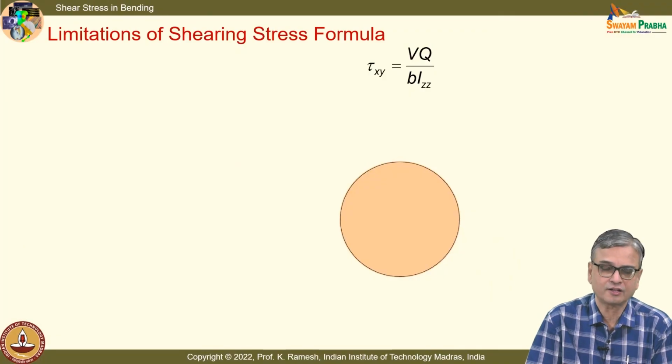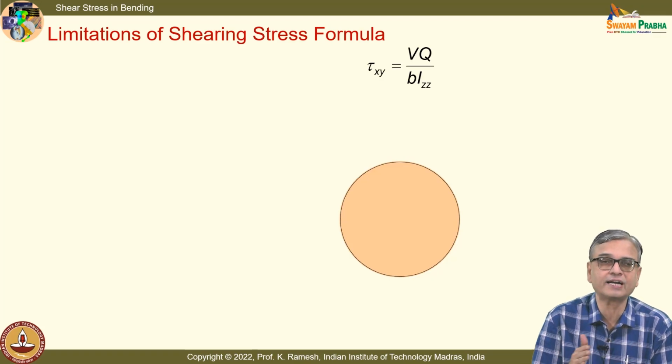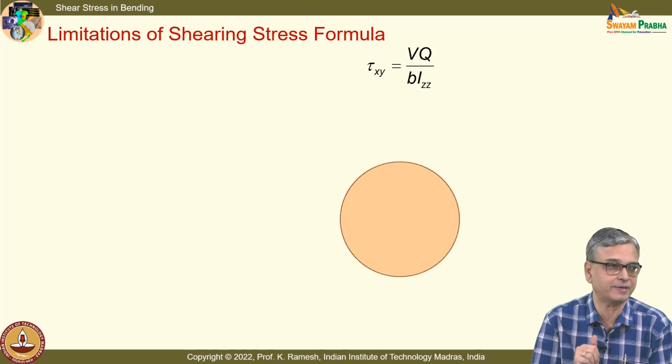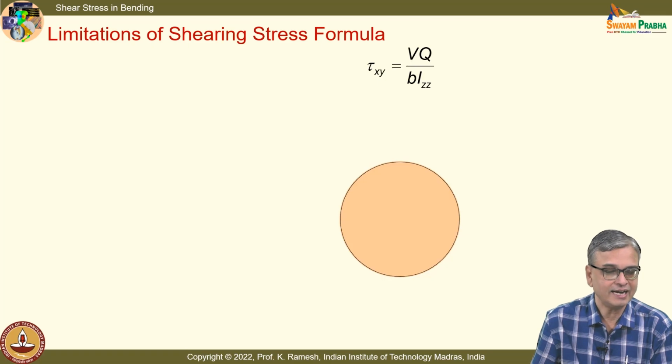One of the commonest examples of a beam under bending is a shaft. A shaft transmits torque, and because of the way it is supported, it is also transmitting bending moment, and a shaft has a circular cross section. Let us look at tau xy equal to VQ by Ib as the expression for the shear stress. How far is this applicable to a circular cross section?